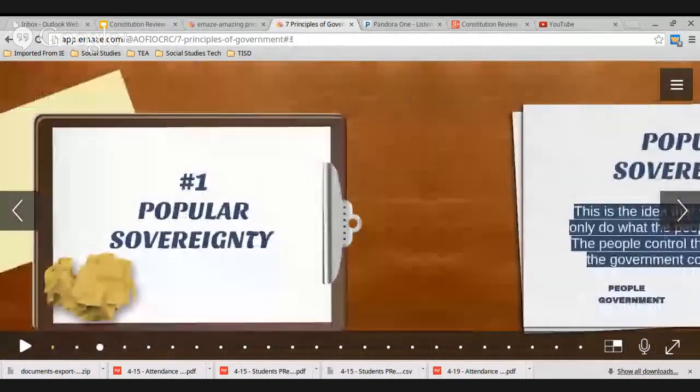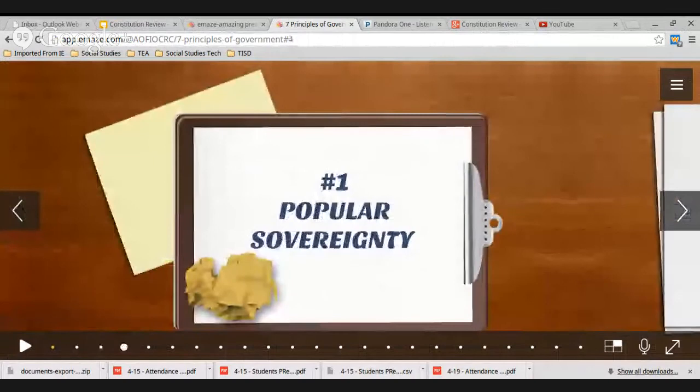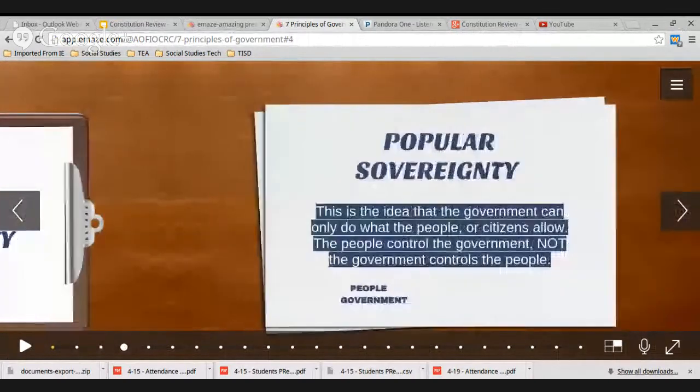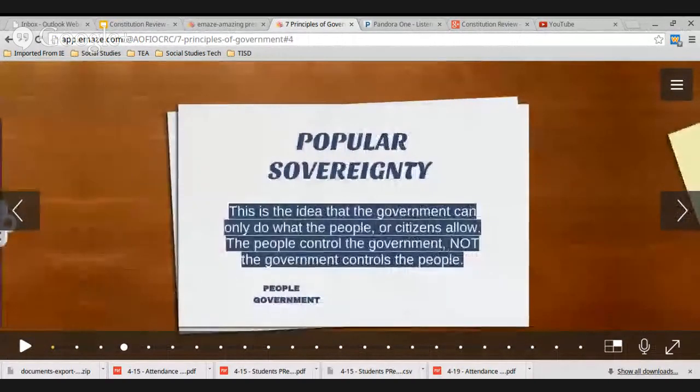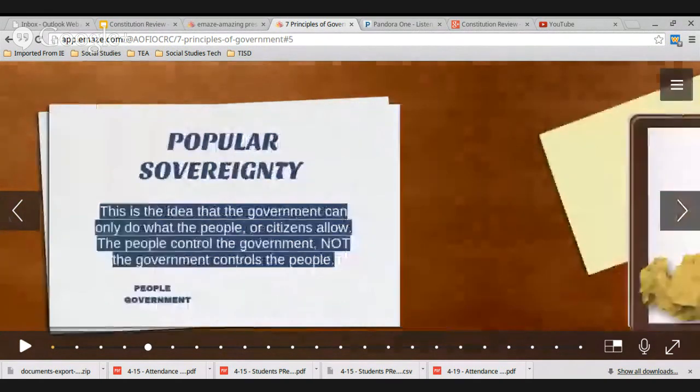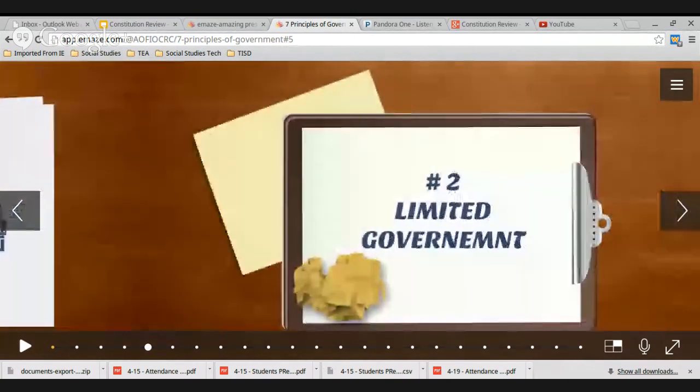All right, one of the first principles is the idea of popular sovereignty. We've talked about this a lot, especially here in the 2nd semester. Popular sovereignty is the idea that the government doesn't control what I do, but the people control the government. And so because the people control the government, the people can tell the government what to do. How is popular sovereignty practiced today? Your ability to go vote. If you don't like the president, you go vote for someone differently. If you do like the president, you go vote for him again. It's popular sovereignty.